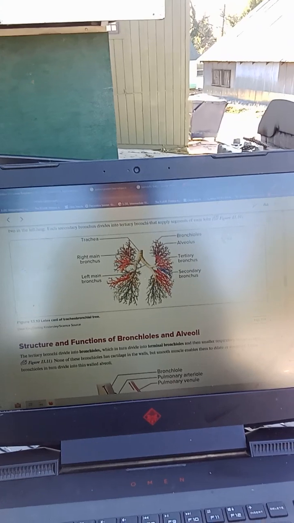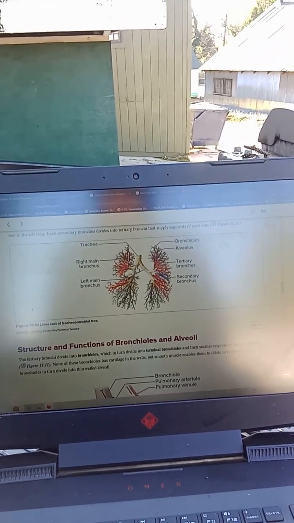All right, trachea, bronchioles, alveolus, tertiary bronchus, secondary bronchus. Okay, left main bronchus, right main bronchus. That's crazy looking. That's a latex cast of the tracheobronchial tree.